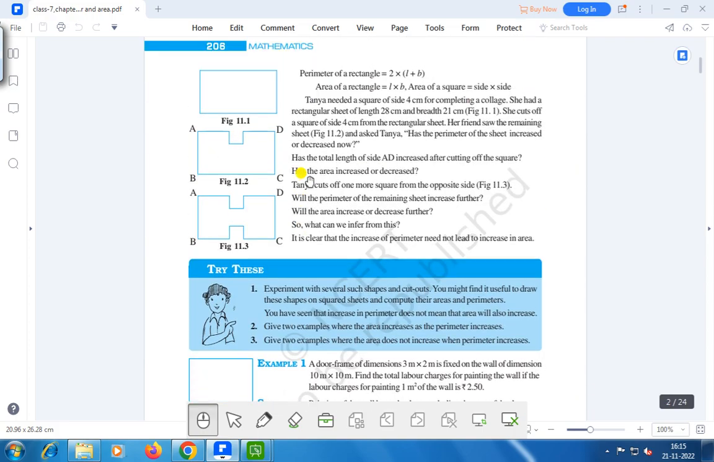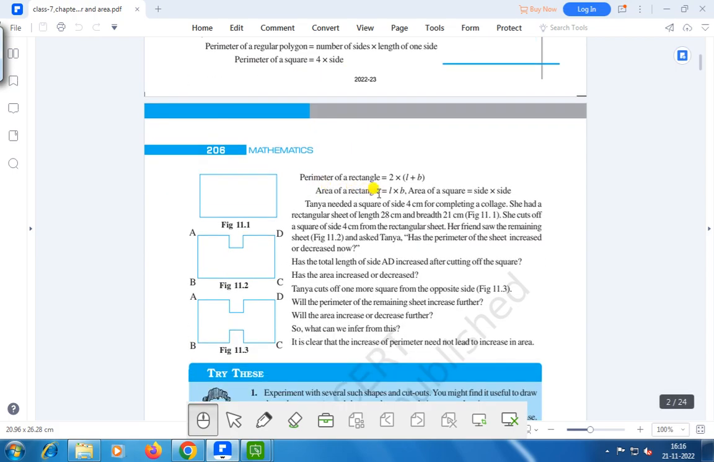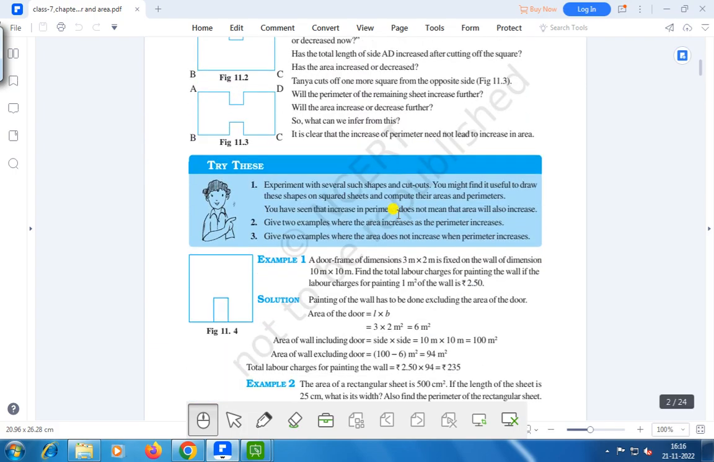Therefore you have to remember this: perimeter of a regular polygon is equal to number of sides into length of one side. Perimeter of a square is 4 into side, and area of a square is side into side. Perimeter of a rectangle is 2 into length plus breadth, and area of a rectangle is length into breadth, right? This is the area of a rectangle.